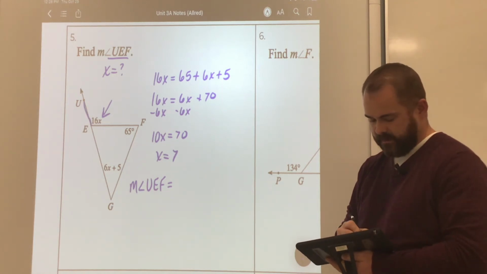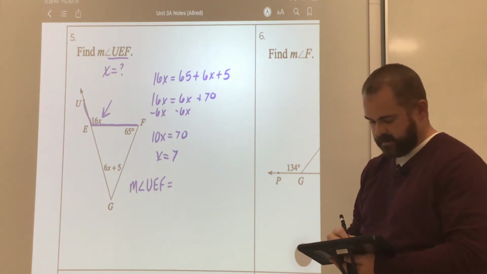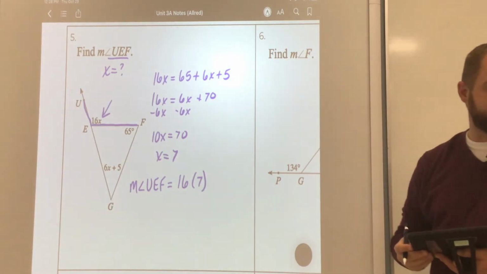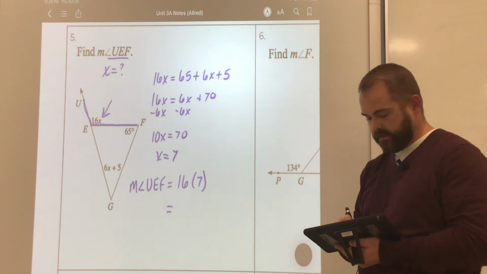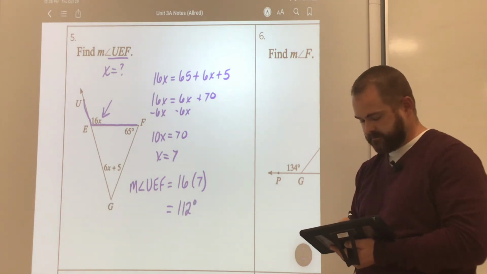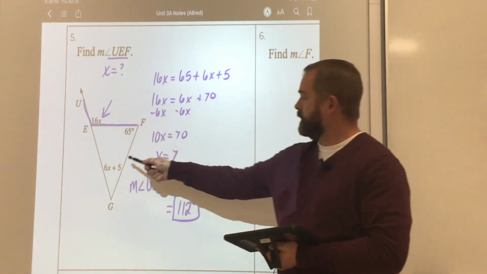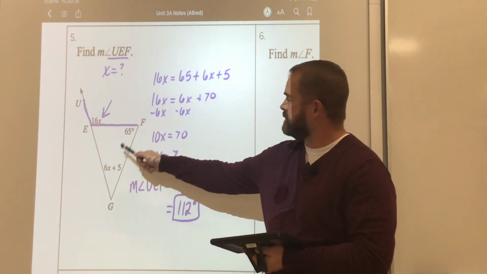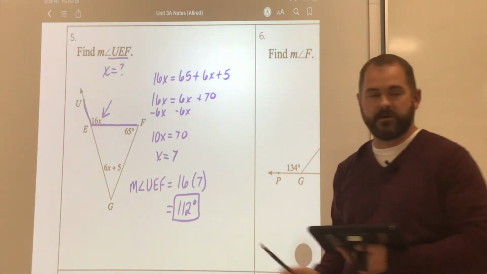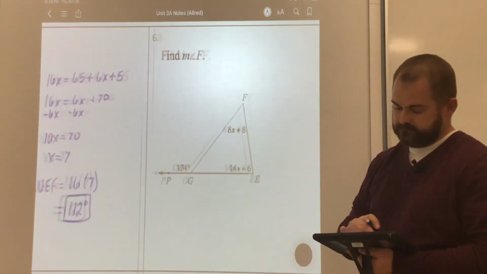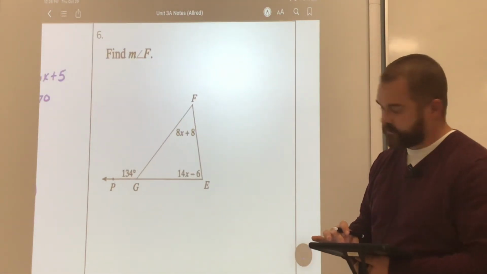This is UEF. That's our exterior angle. So all I'm doing is 16 times 7. And when I do 16 times 7, that ends up equaling 112 degrees. And again, we could plug that in, or we could plug in 7 for this one, and add those together, it should equal 112 as well. That's how you check your work. Okay?